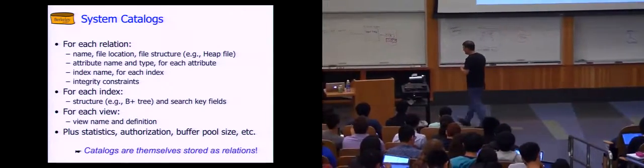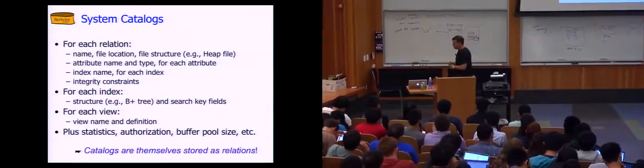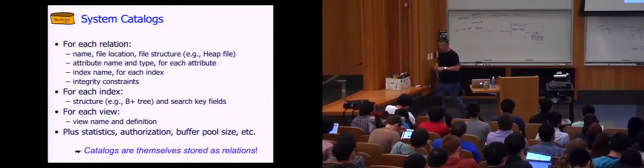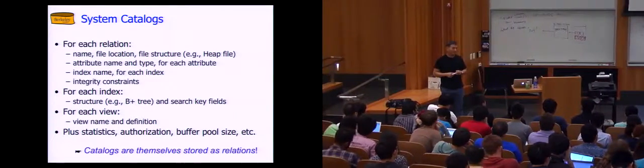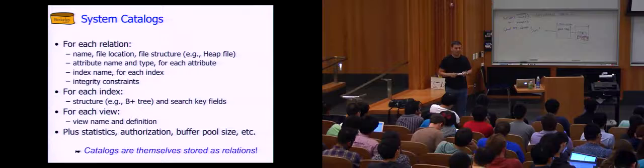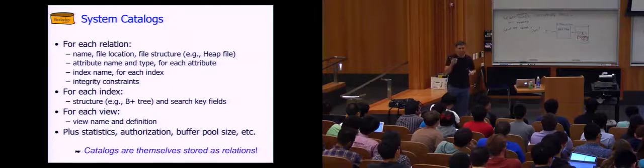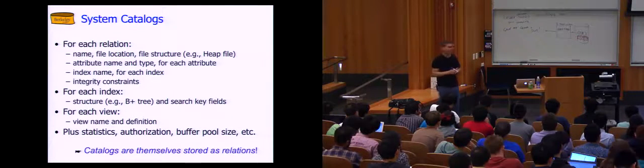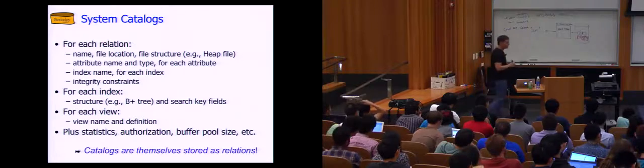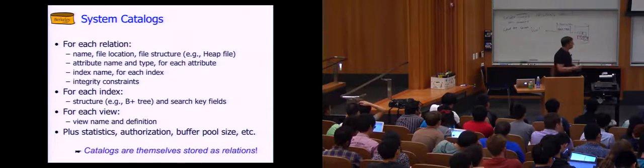And then we'll have maybe some integrity constraints on this table, which are properties we always want to be true, like student ID must be unique. That column can't have any duplicates in it. That would be a typical integrity constraint. We'll talk more about integrity constraints over the course of the semester. Those will all be written down in the system catalogs.